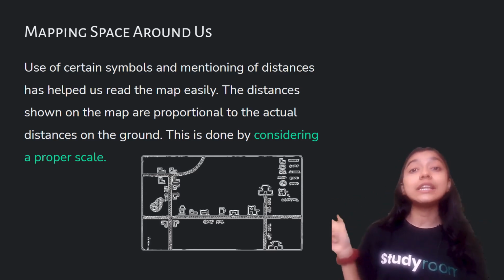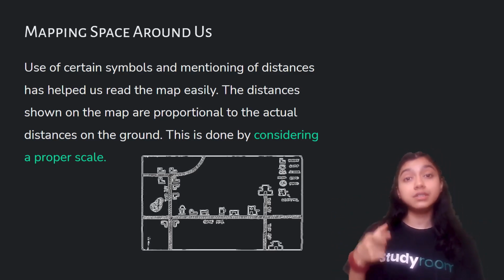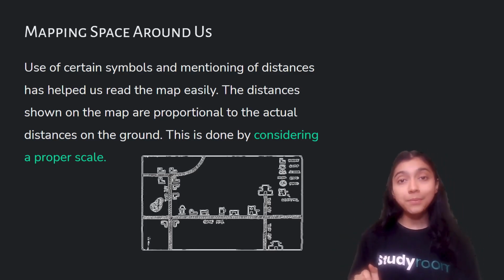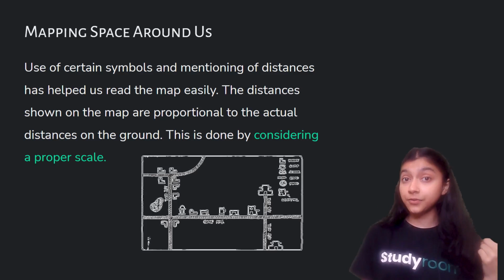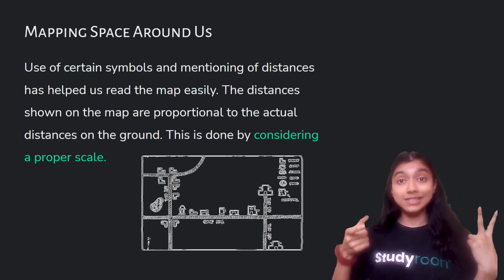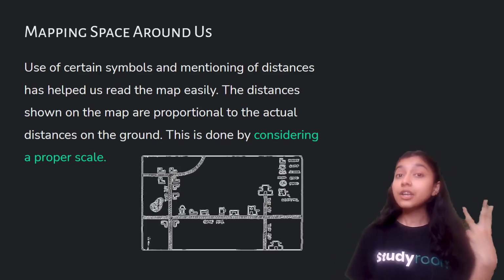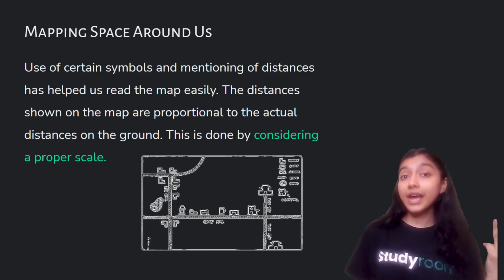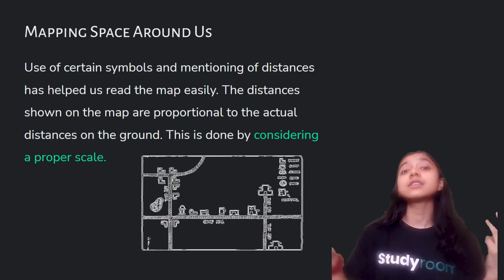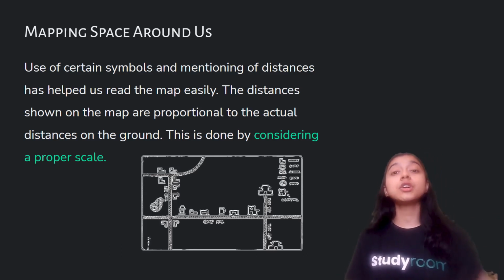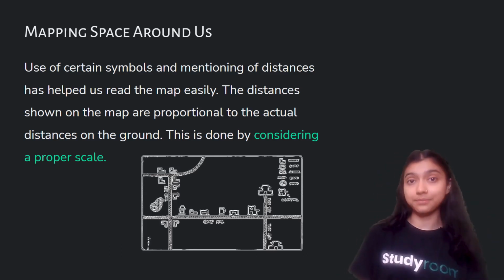So, a proper scale needs to be mentioned when we are writing the distance between the two objects on a map. So, the 3 important things are: we have to use symbols to represent the different objects. We have to mention the distance between those symbols. And then using a suitable scale, we have to write the distance between the two objects, and that should be proportional to the real distance between them.